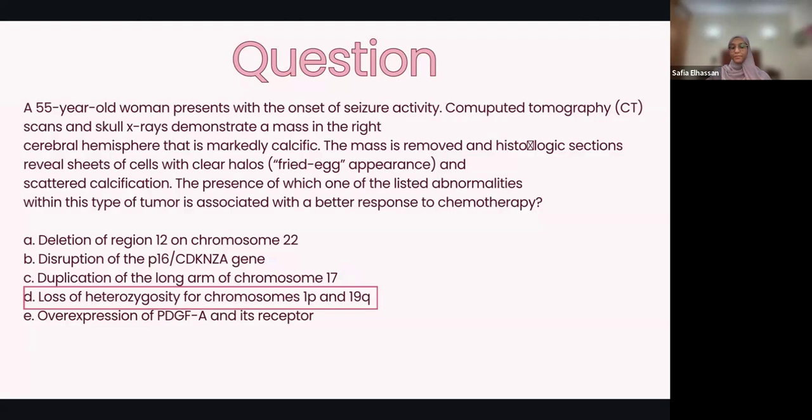Okay. And I don't think you guys took C or E. Is this clear?